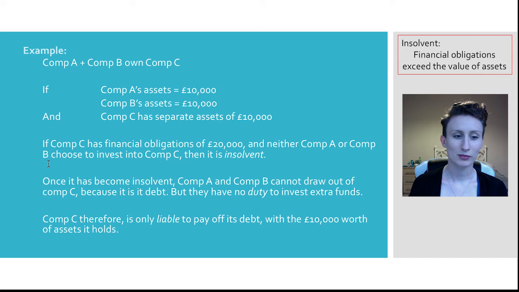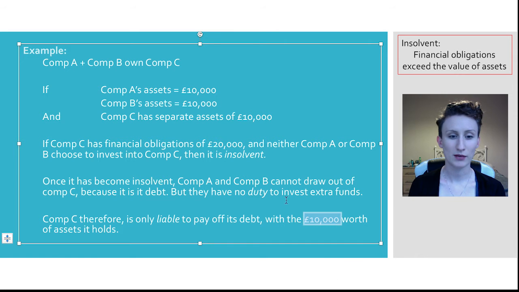If Company A and Company B choose not to invest in Company C, then it will remain insolvent. Once it's become insolvent, they don't have to invest in it, but it does mean that they're not able to draw out of the company because it's in debt. Company C is the only thing that's liable to pay off this debt, so all it's actually worth is the £10,000 that it has as an asset of its own.